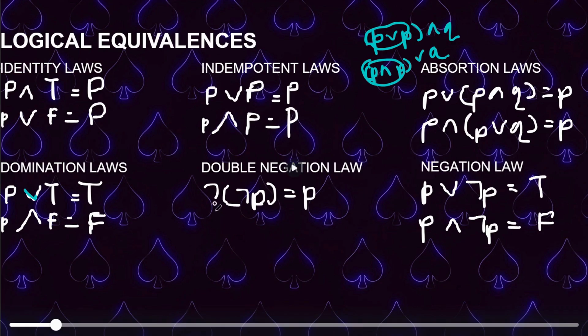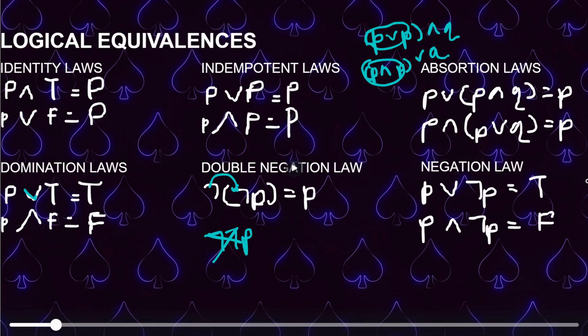Next one, double negation law. Very simple. The negation goes inside the bracket, it becomes a double negation, and then you cancel it out. So not not P is just P.